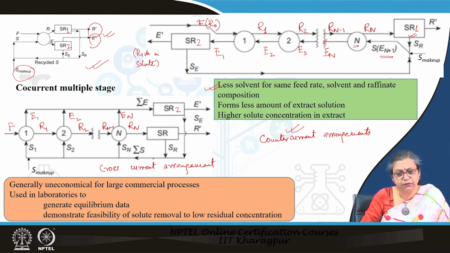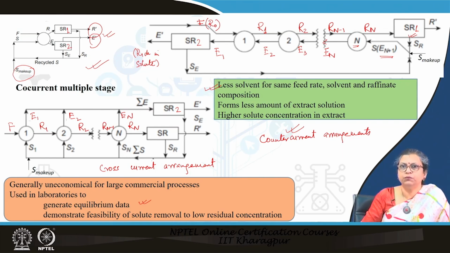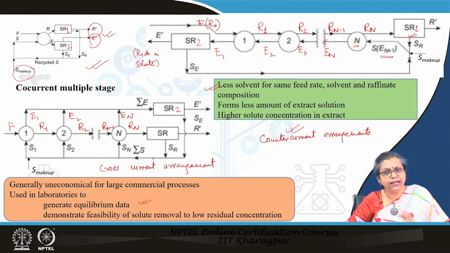Along with utilizing less solvent, it is also going to form less extract solution. So, in the solvent recovery unit, you have to deal with a lesser amount of liquid, and you also get a higher solute concentration in the extract. So, normally we go for counter current arrangements. The cross current arrangements are just used in laboratories for generating equilibrium data. If you want to generate equilibrium data which you will be using in the actual plant, you can often use such arrangements. Also, suppose you would like to test whether the solvent that you have chosen is feasible and can bring down the concentration of the unwanted component to the desired concentration that you require.